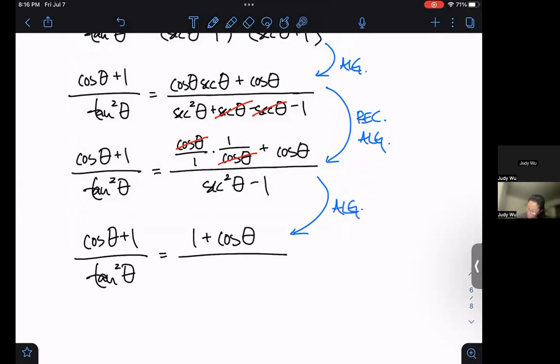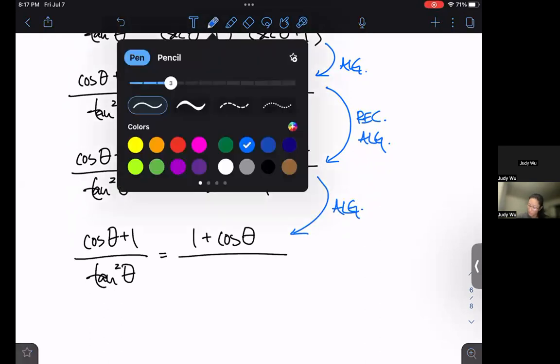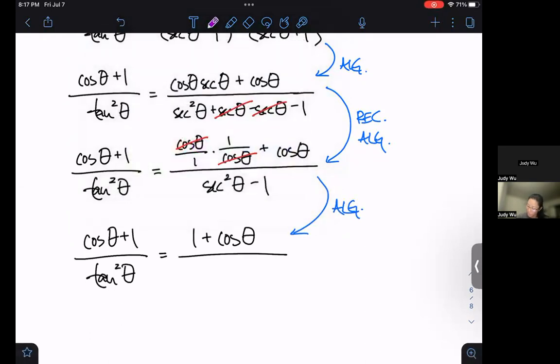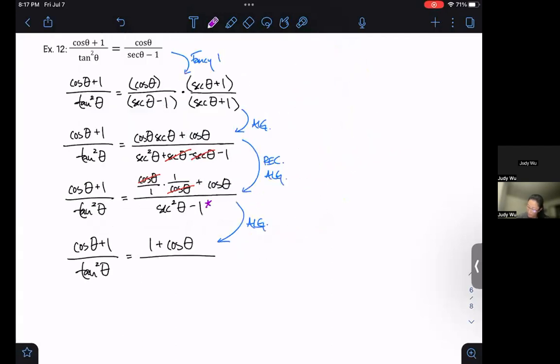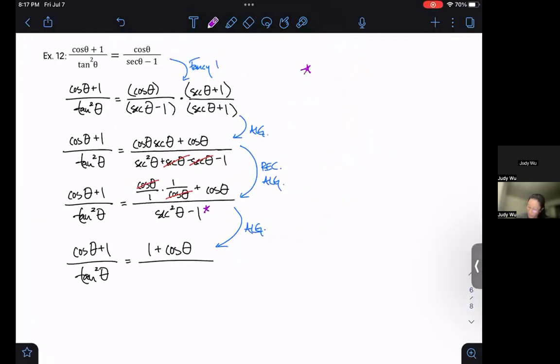Algebra. And secant squared theta minus 1. This is so important. I'm going to put a star next to this, and we're going to take a look at this separately over here, okay?